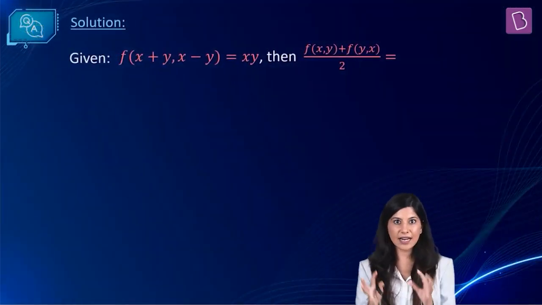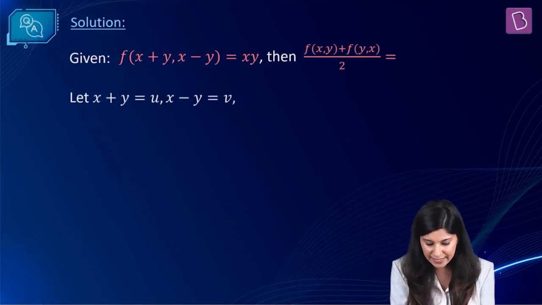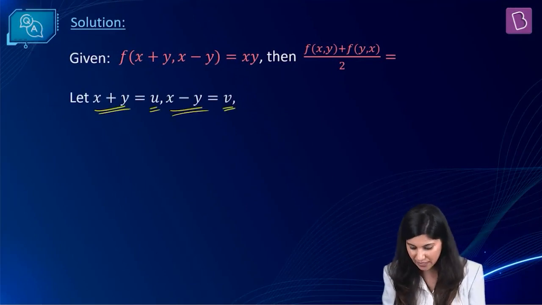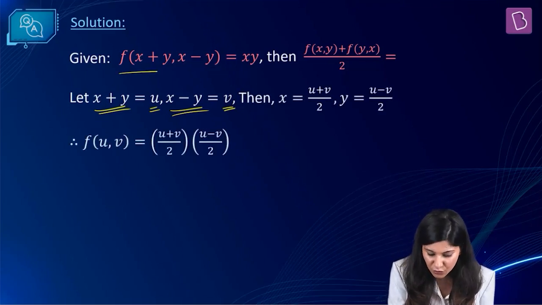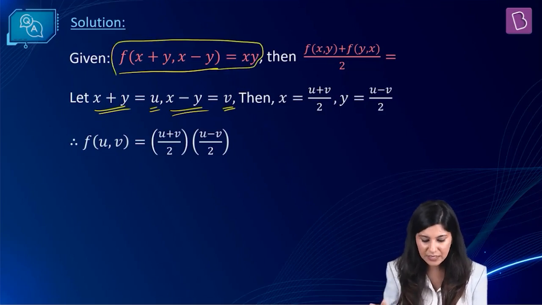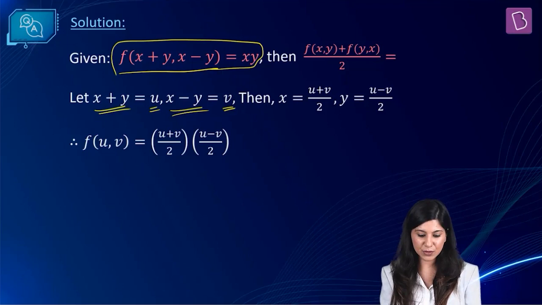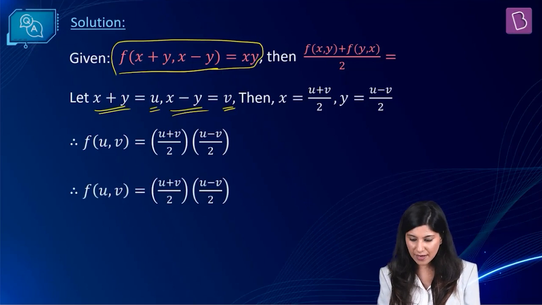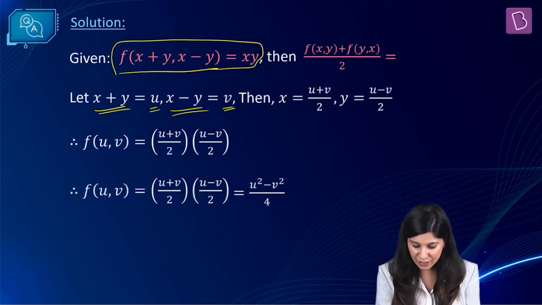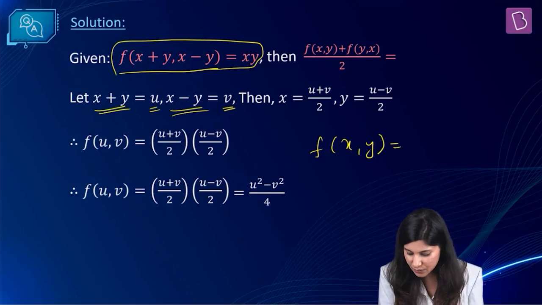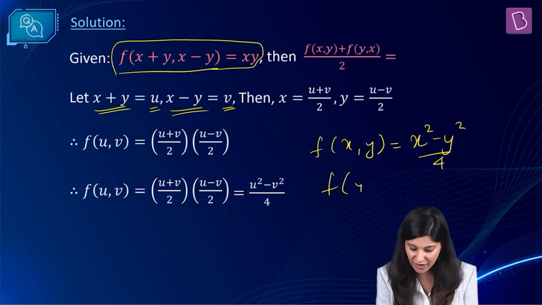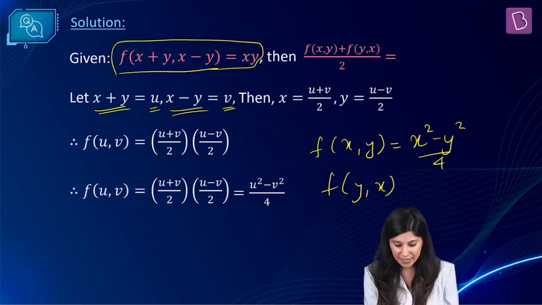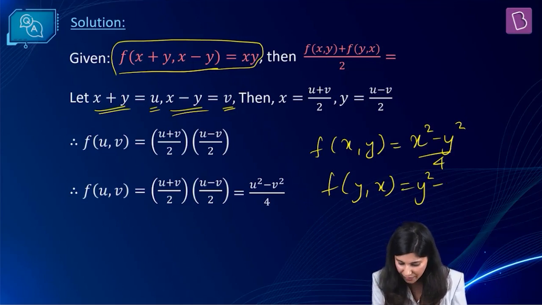Let's now start writing nicely. We have already decided x plus y equal to u, x minus y equal to v, so that x equal to u plus v by 2 and y equal to u minus v by 2. So f of u comma v, if I put x plus y equal to u, x minus y equal to v, you get f of u comma v equal to u square minus v square by 4, and eventually f of x comma y equal to x square minus y square by 4, and of course f of y comma x, interchanging x and y, I'll get y square minus x square by 4.